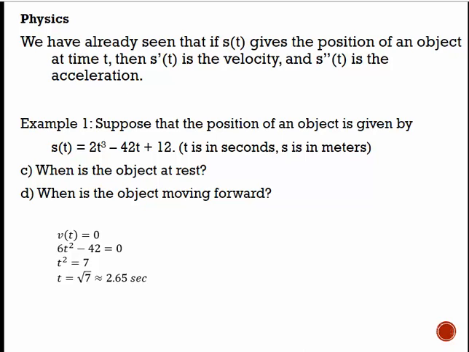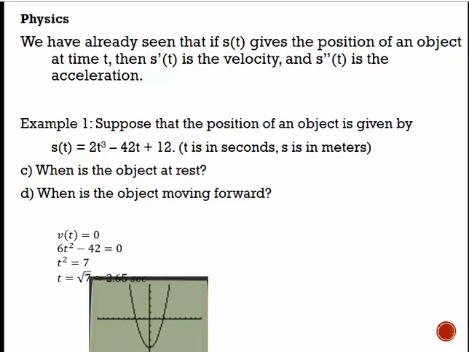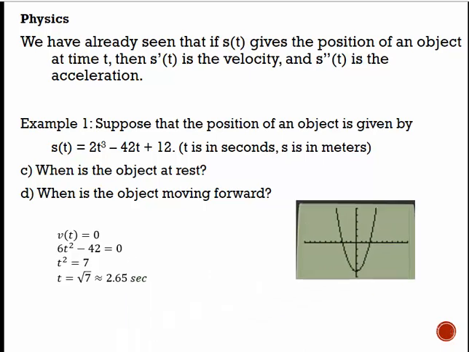When is the object moving forward? That's whenever the velocity is positive. So we could take a look at the graph. I've popped it up here on the calculator. So it's really the negative part. We won't worry about that, but we have from 0 to infinity here. We got 0 at 2.65 seconds, so the velocity is negative till we get to 2.65 seconds, and then the velocity goes positive. So v of t is positive whenever t is greater than 2.65 seconds.